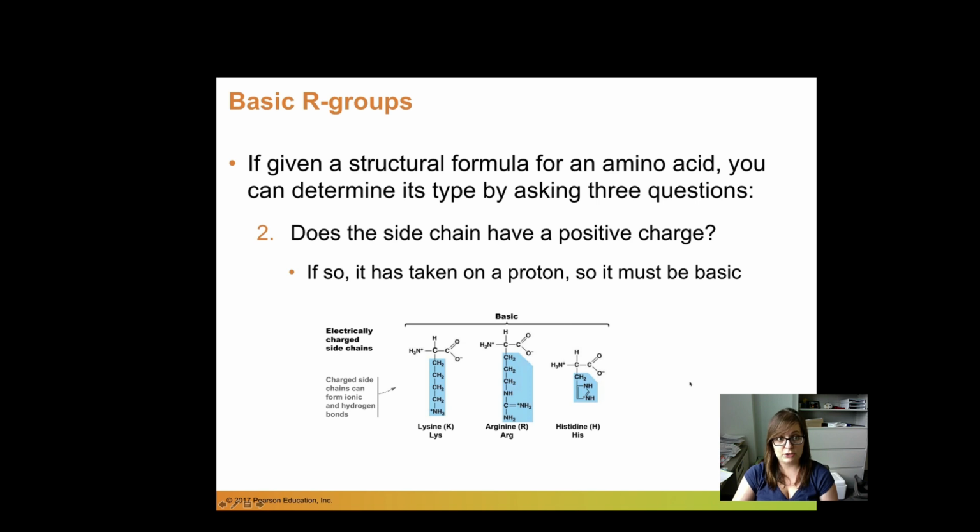The next question you're going to want to ask is, if it didn't have a negative charge, does the side chain have a positive charge? If it has a positive charge, it's taken a proton on, so it must be basic. Here are a couple examples of amino acids and their R groups that have a positive charge. Lysine, arginine, and histidine all have a positive charge. They've taken on a proton, so they must be basic. Again, these have charges, so they interact with polar molecules like water. So they're also hydrophilic.